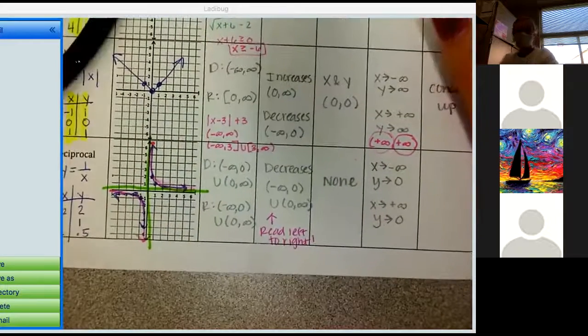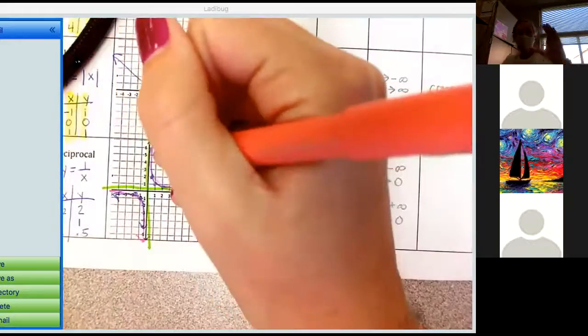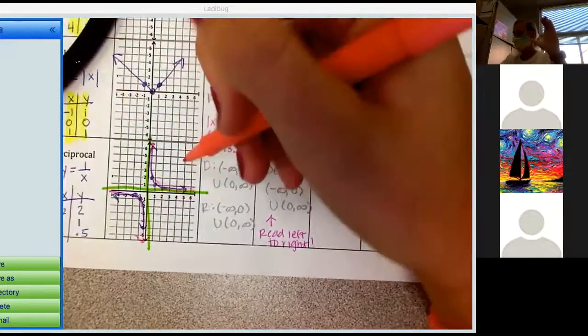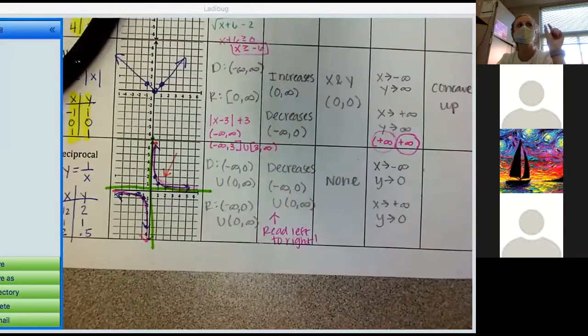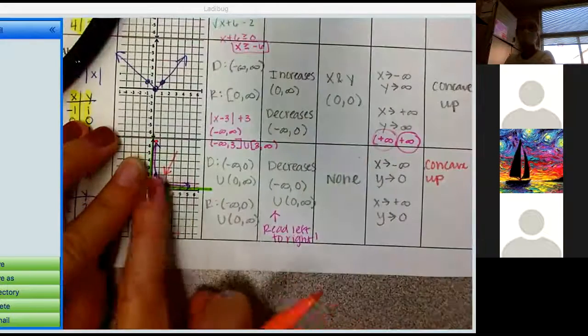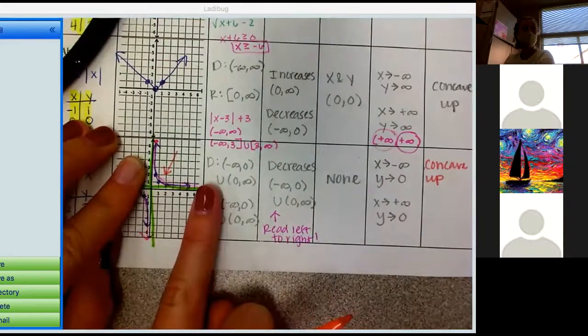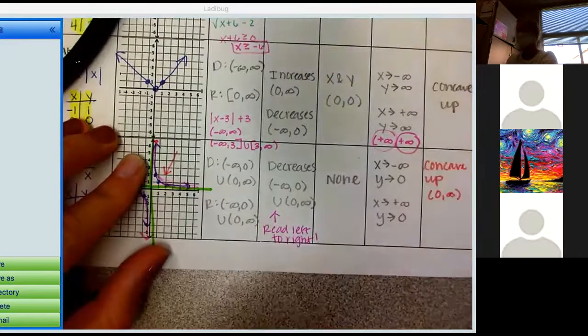All right, and this is the tricky one. If we look at this cup, this one right here, if I tried to pour any water in it, could it stay? Even just a little bit, could it stay? A little bit would stay. So this part is concave up. Notice how it's on the right side. Does everybody see that? Yes? So it's concave up from 0 to infinity.